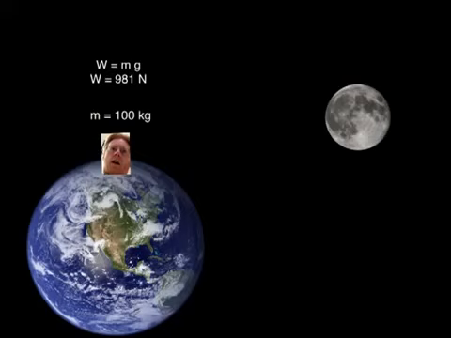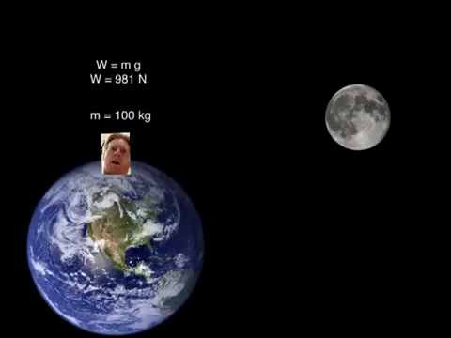So to calculate an object's weight on the surface of the Earth, you simply take its mass and multiply that by the acceleration due to gravity. So in this case, my 100 kilograms of mass corresponds to 981 newtons of weight.